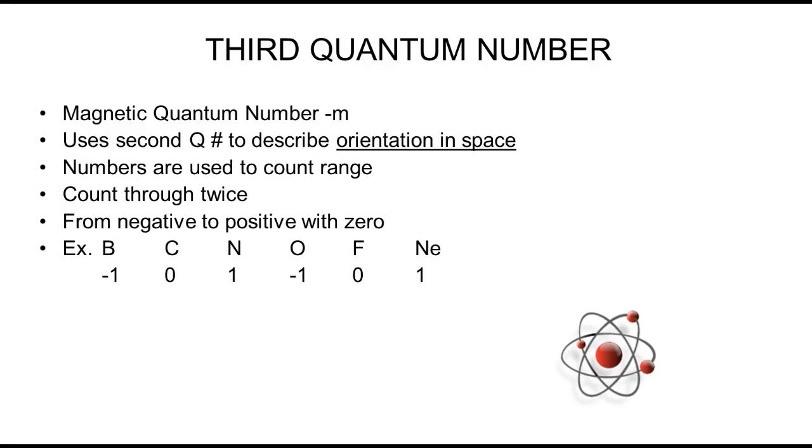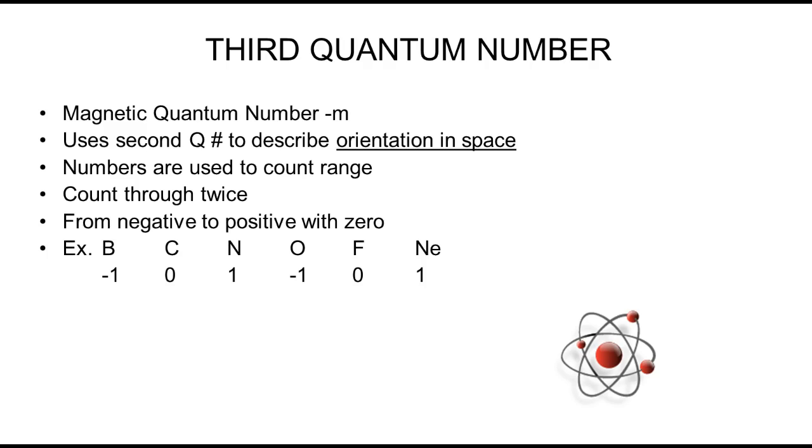So what that means is that the second quantum number was describing the shape of the orbital, and these would tell you whether it's pointing up, pointing sideways, pointing towards you. So which direction is that orbital pointing? This one is a little tricky, but we are going to count a range, using a specific number, and we're going to count it through twice. And the numbers are always going to go negative to positive, and 0 will be included.